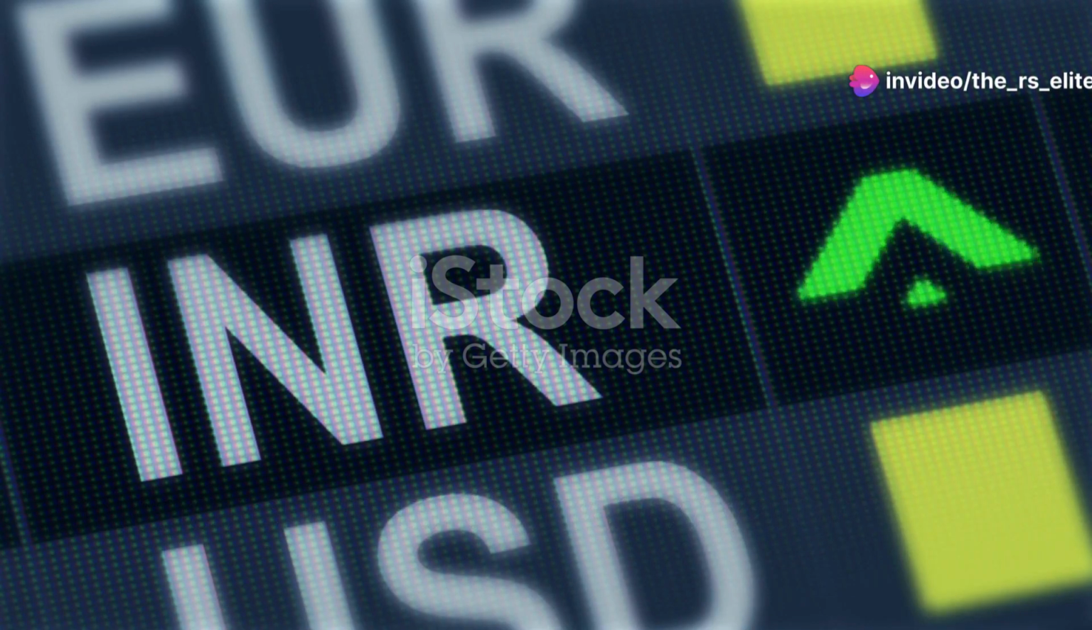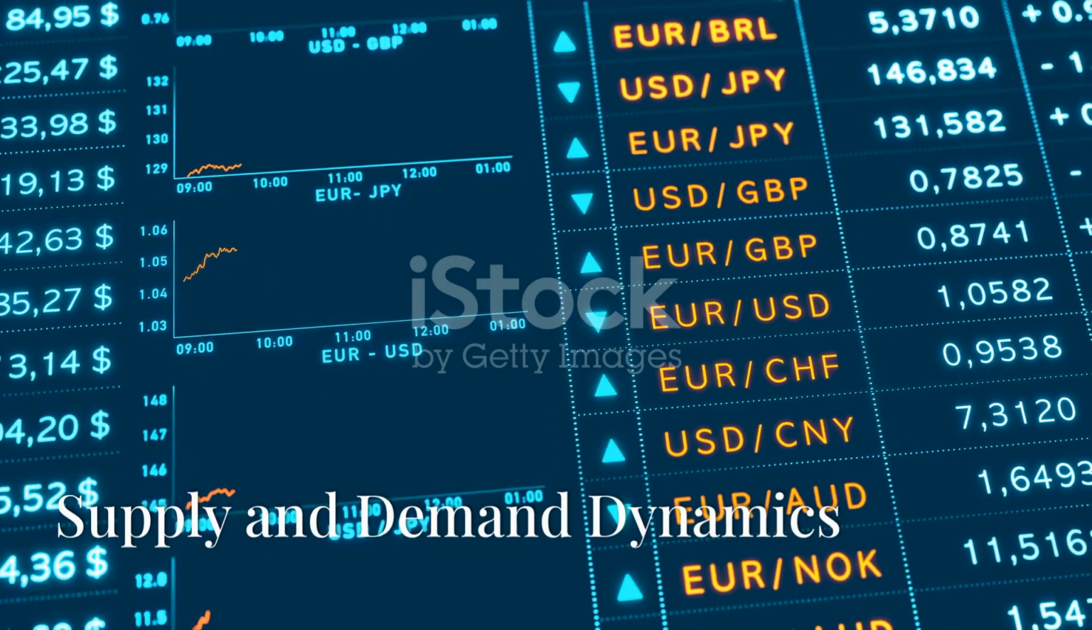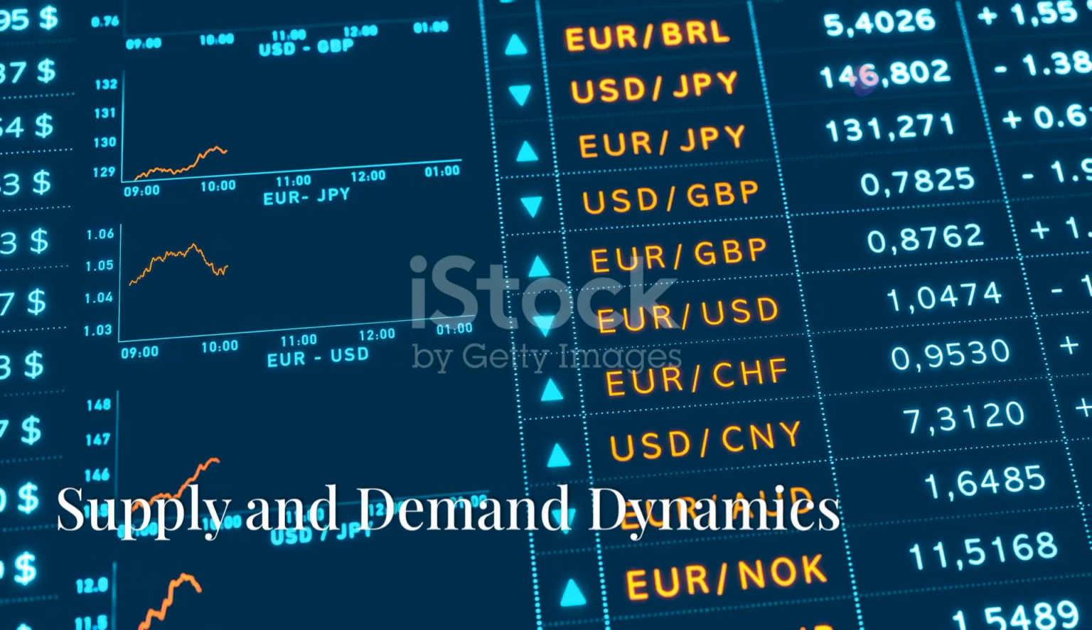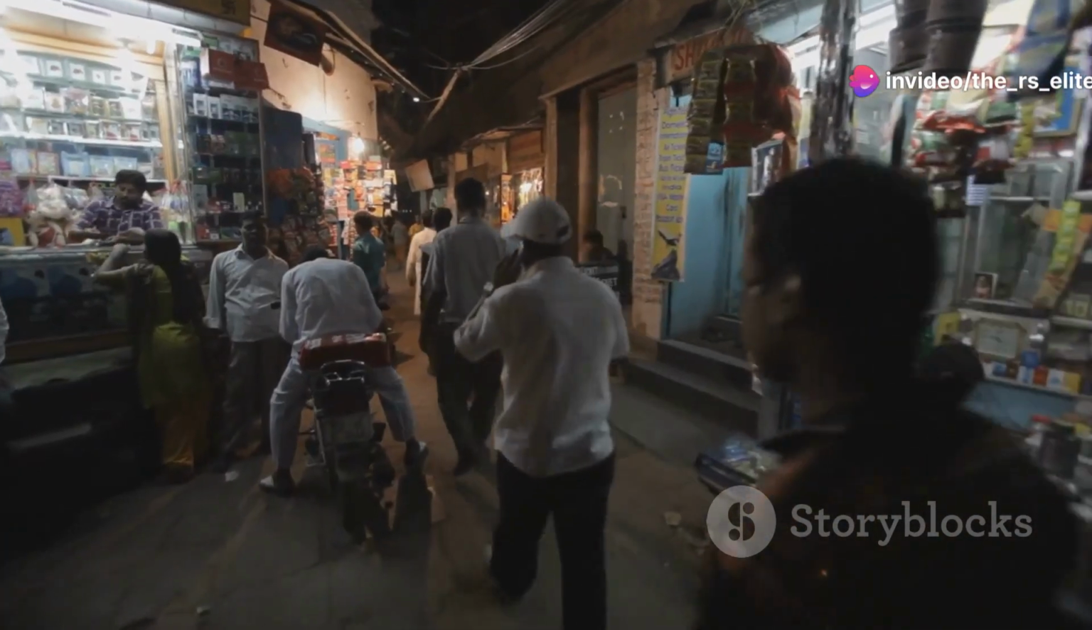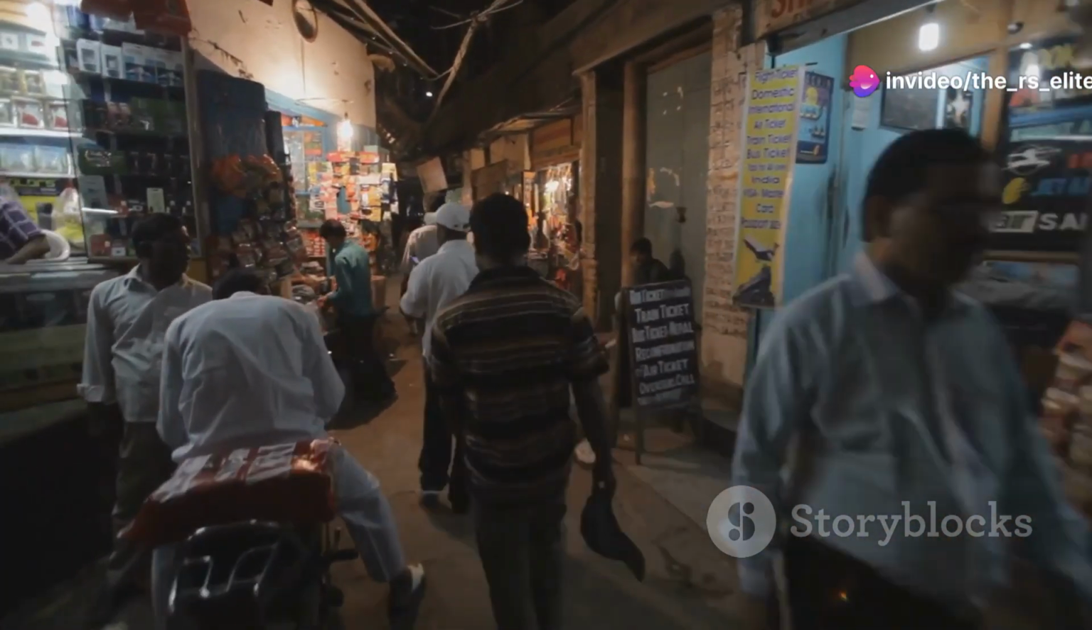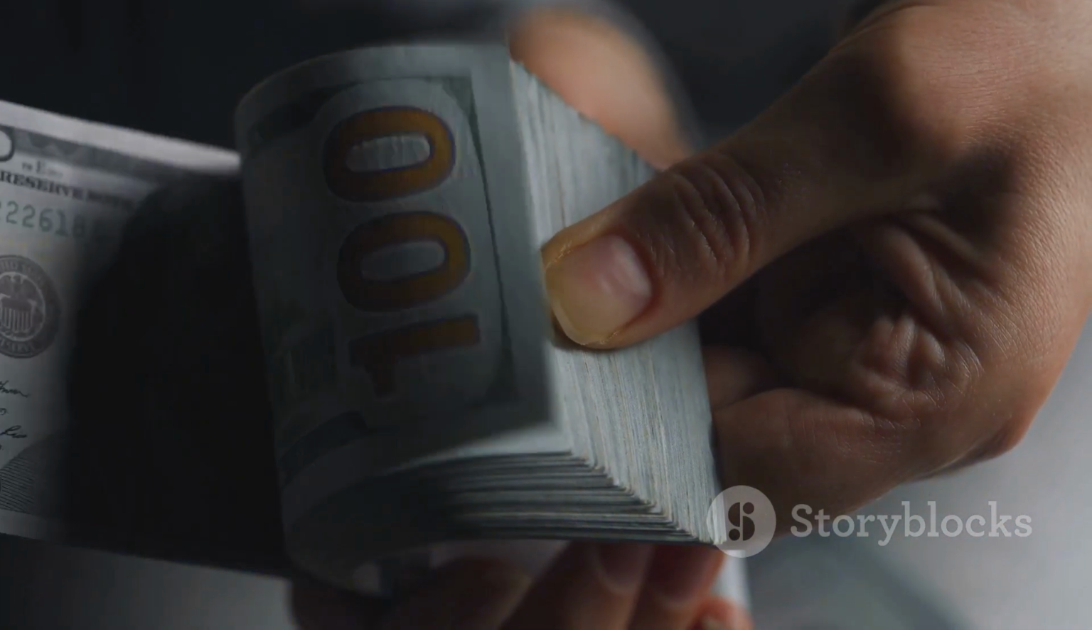The difference in currency values, like $1 equaling 83 Indian rupees, stems from several factors tied to the economic fundamentals of each country. At its core, currency value is driven by supply and demand dynamics. A currency that's in high demand or limited in supply generally holds more value.